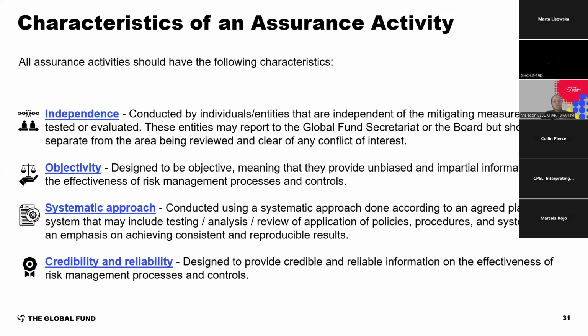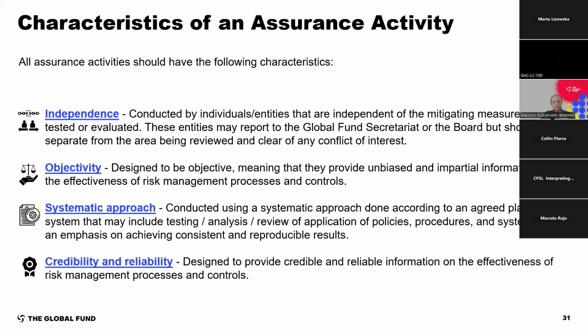And then the role of the assurance provider is to offer impartial information to the Global Fund Secretariat on how effective the risk management processes and controls are. They do this in a neutral manner without any biases or preferences. And the assessment should be purely focused on facts. And the goal is to identify any gaps or weaknesses in the current systems.